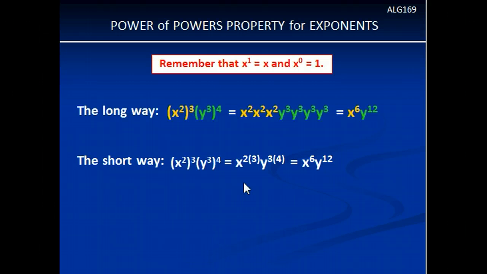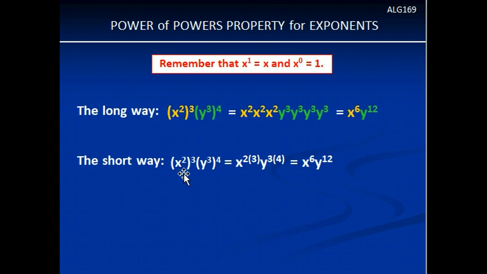If we look at it this way, the long way, when we have a bit of a longer problem, here we have 3 x squareds, and here we have 4 y to the thirds. So when we look at it the long way, we have 1, 2, 3 x squareds. Then we have 4 y to the thirds, 1, 2, 3, 4. If we were to add our exponents, we would have x to the 2 plus 2 plus 2, x to the 6th, and y to the 12th. Doing it the short way according to our property makes it an awful lot easier.